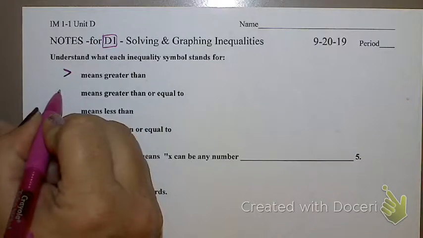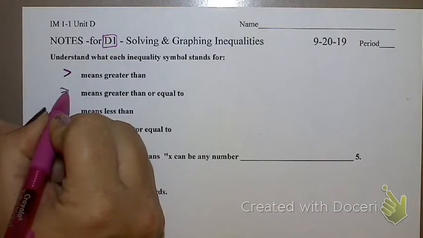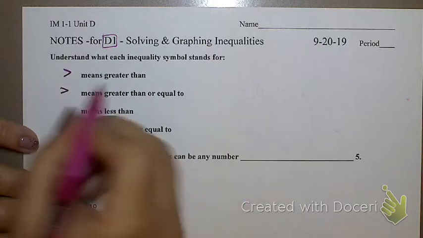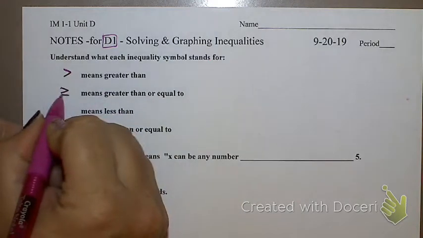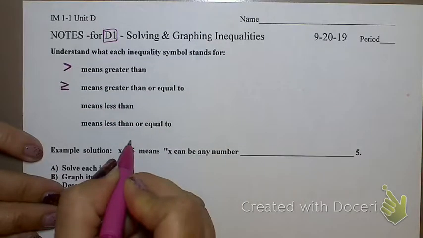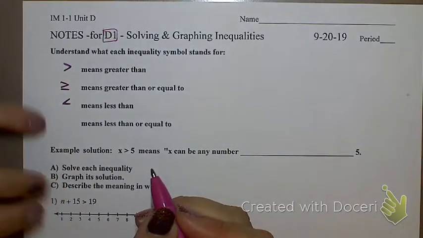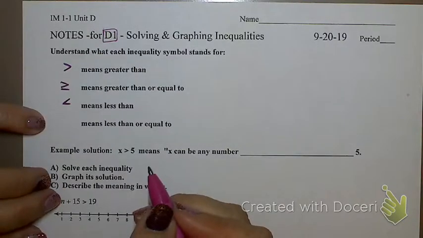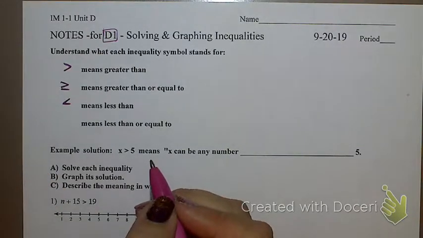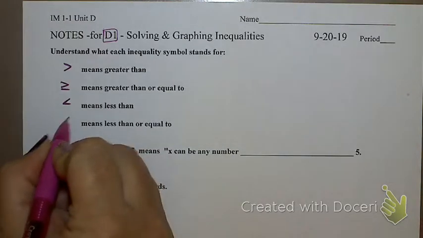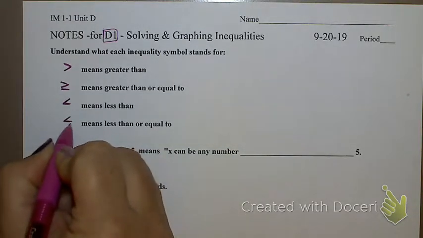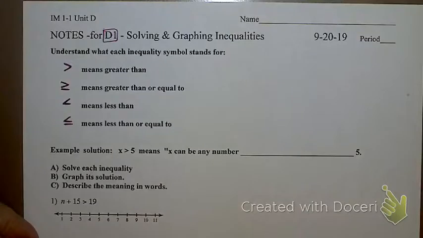What means greater than or equal to? It's if I take that same arrow and put a line under it. What means less than? Opposite direction. I like to think that one looks kind of like a squished L. That's how you remember less than looks like an L. And then less than or equal to would be that guy right there.